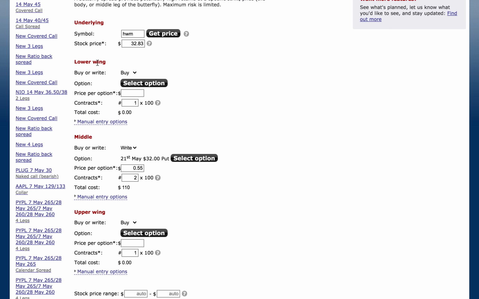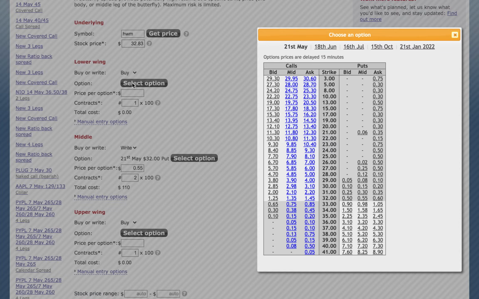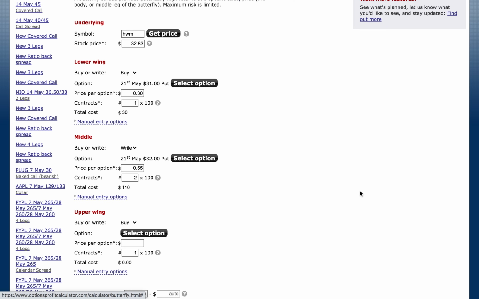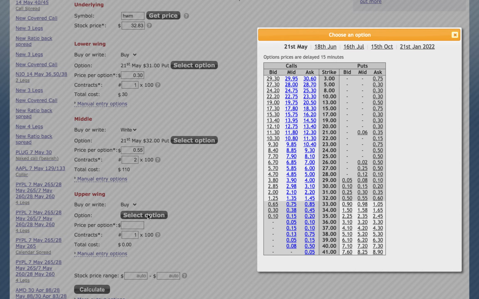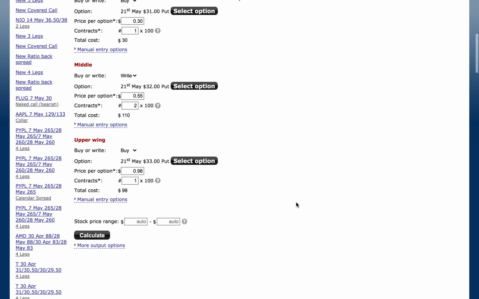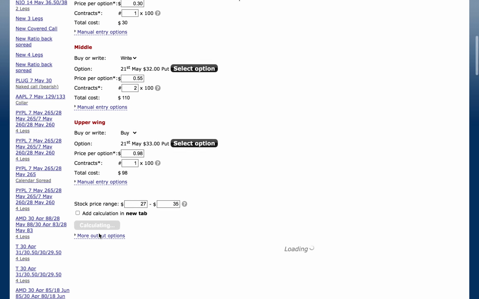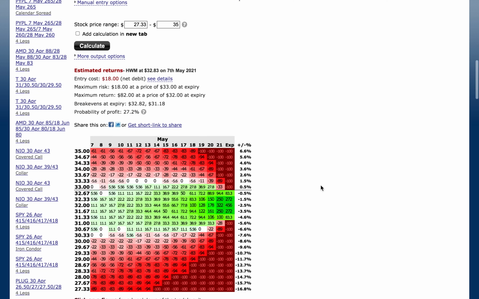But now we need to buy our lower wing and our upper wing. So let's start with buying our lower wing. The lower strike was 31, which is right here, same expiration, and puts are on the right, so right there. And then our upper wing, again, same expiration. This one we chose the 33 strike, and then puts are on the right. And then for the stock price range, I'll go from 27 to about 35. So let's calculate this and see what this visually looks like.